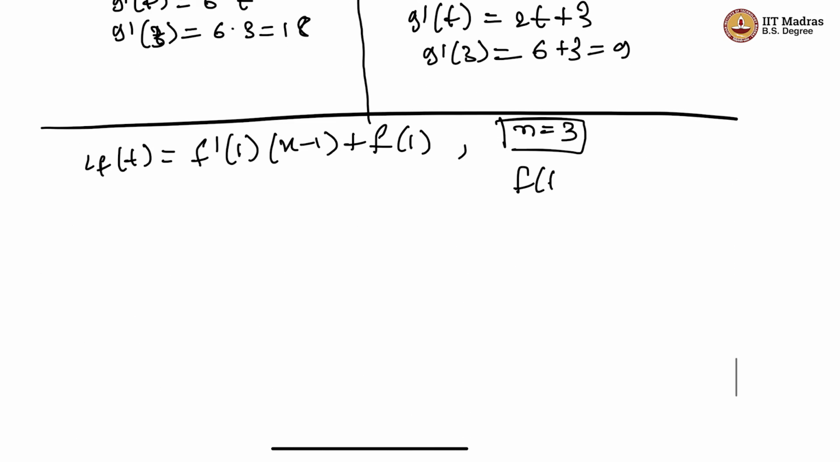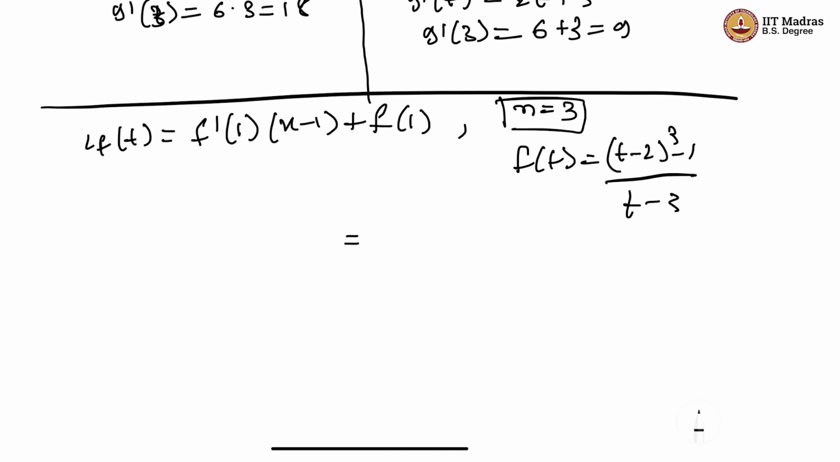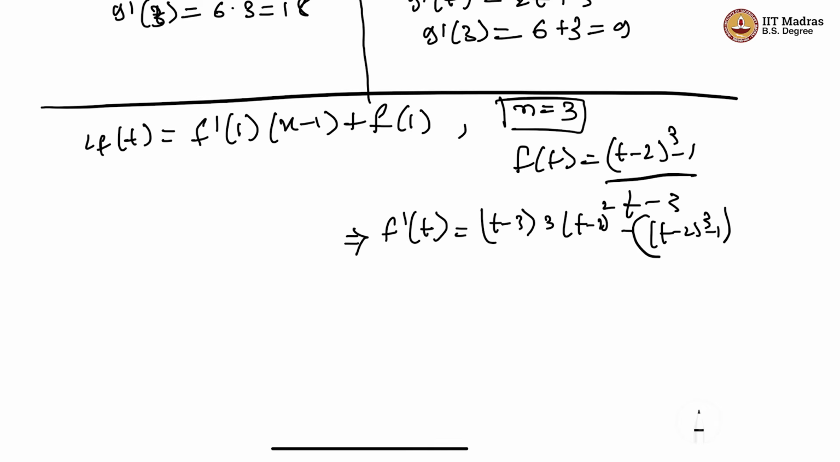So t equals (t minus 2) whole cube minus 1 by t minus 3. Okay, so we will now calculate f dash t using the quotient rule. So t minus 3 will be as it is, and derivative of t minus 2 whole cube minus 1 is 3 times (t minus 2) whole square, minus (t minus 2) whole cube minus 1 into 1, by (t minus 3) whole square. So this is the derivative using the quotient rule.